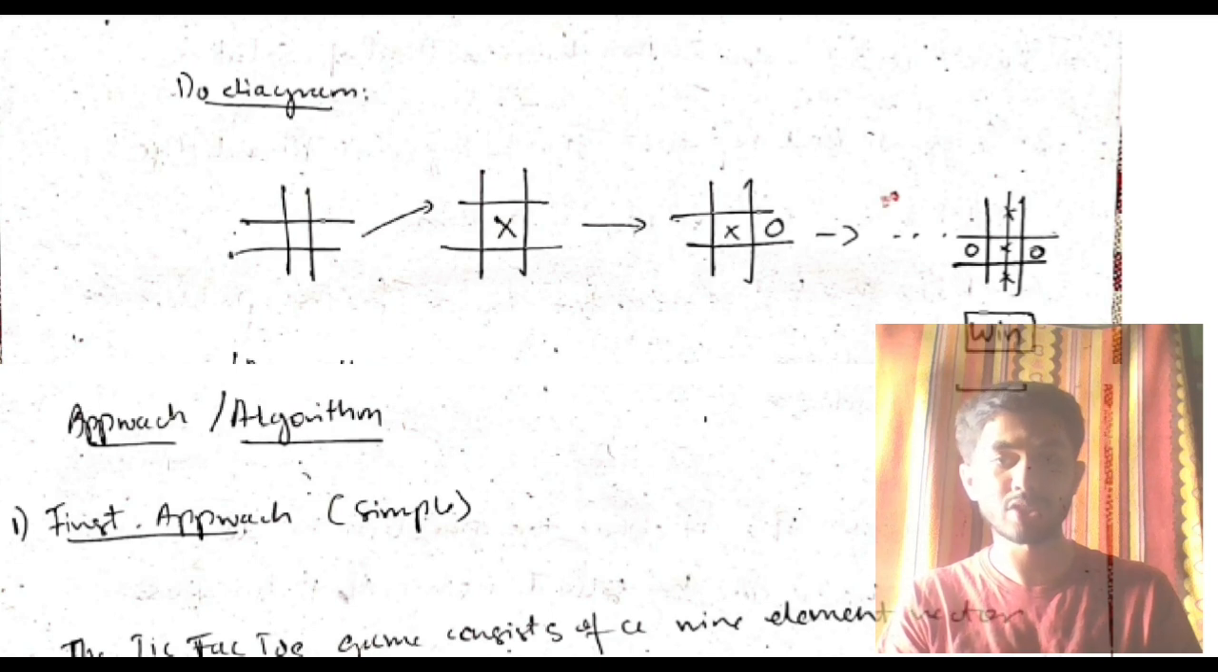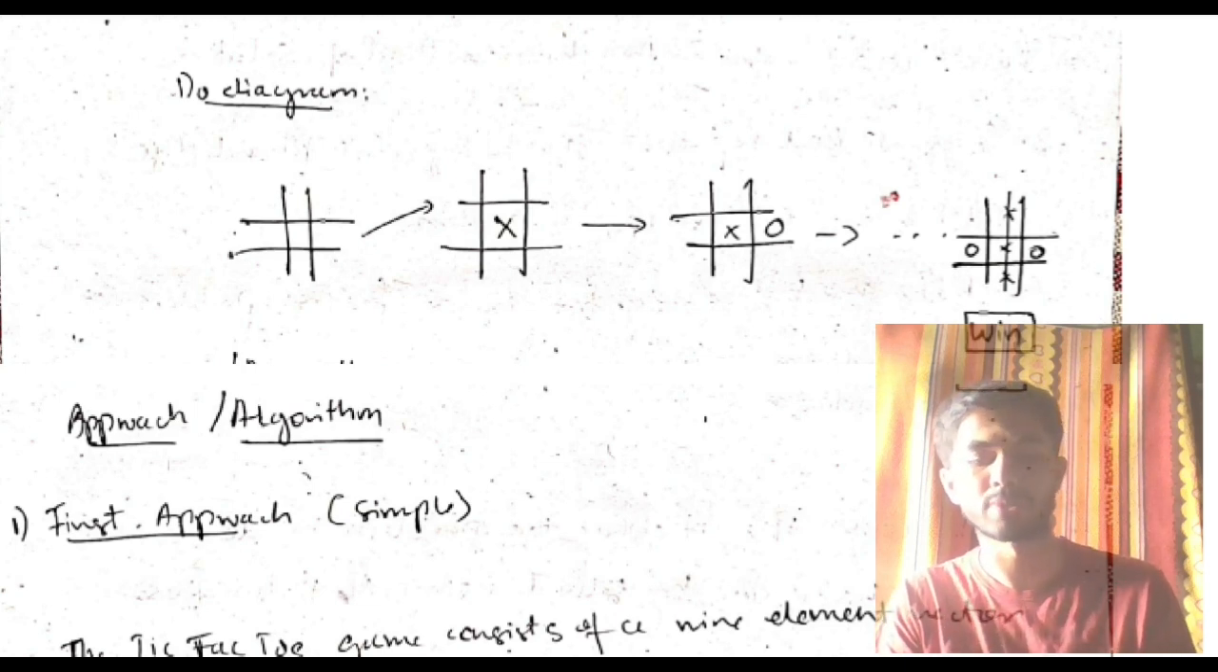The first approach is a very simple approach. It has some disadvantage. Second approach is a better approach, obviously better than the first one, but not better than the third one. The third is the best approach. So what's the first approach?